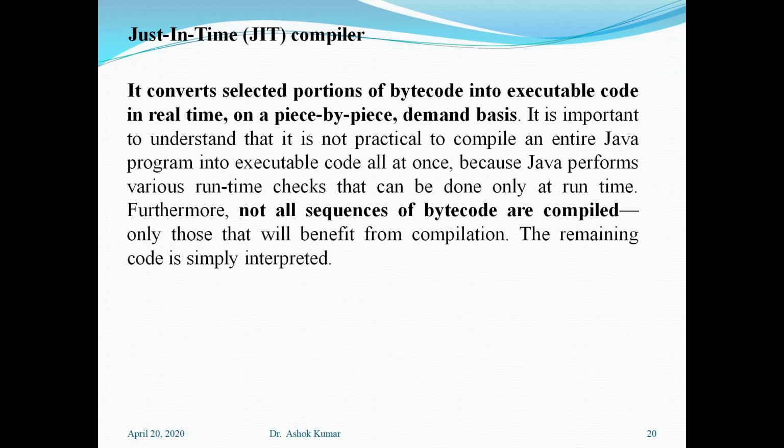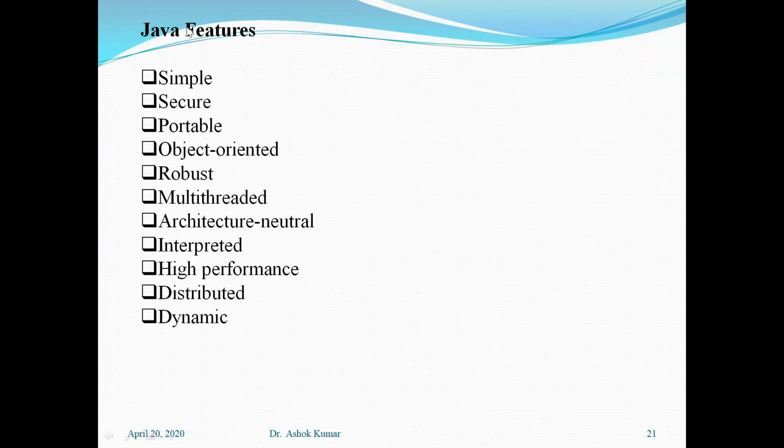So these are some of the features of the Java language. It's a simple, secure, portable, object-oriented, robust, multi-threaded, architecture neutral, interpreted, high-performance, distributed, and dynamic programming language. And as we go into more detail of this Java programming language, we'll discuss all these points one by one in the coming lectures.